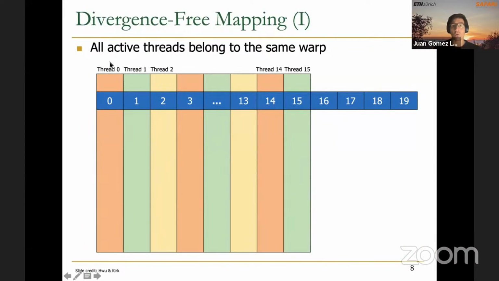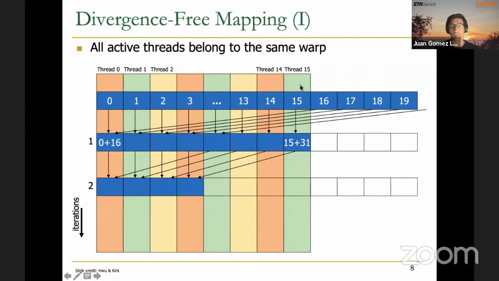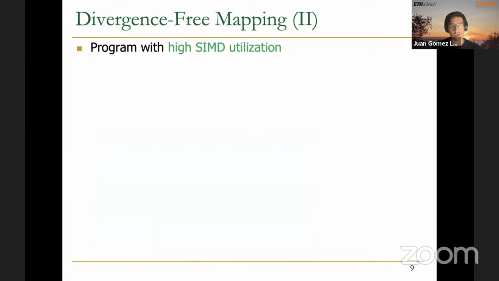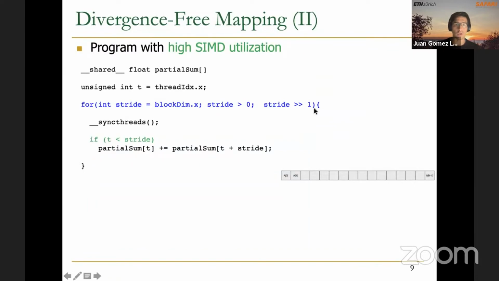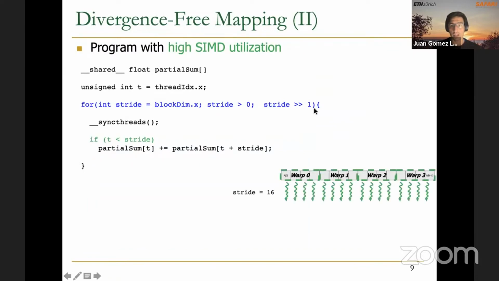In this case, what we are doing is using consecutively numbered threads that belong to the same warp, or are going to belong to the same warp. And this way we are going to be able to reduce the intra-warp divergence very significantly. You may remember this code with a high SIMD utilization, and in this code, iteration after iteration, we see that half of the threads retire, but the threads that retire belong to different warps from those that continue the execution.